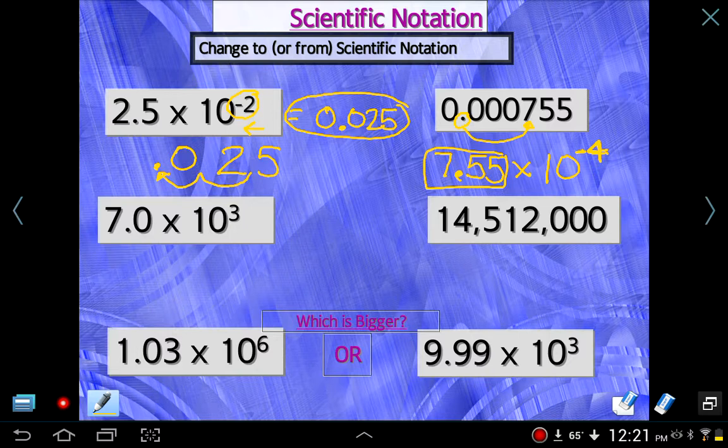Here's a whole number times 10 to the third. So here's where the decimal is. 1, 2, 3 to the right. So I'm adding a couple zeros, and that's 7,000. And there's the decimal, just for good measure. That's where it is, right there.